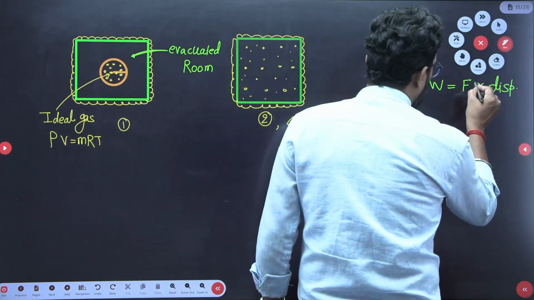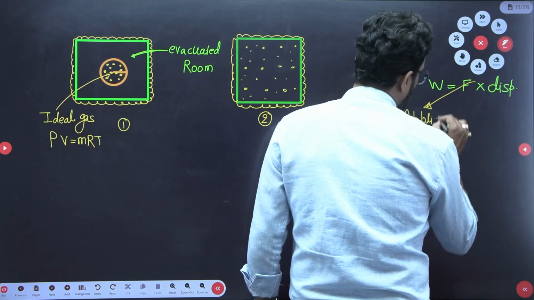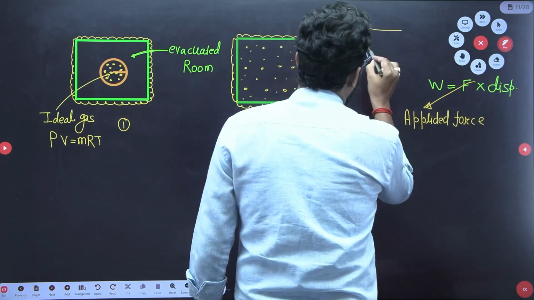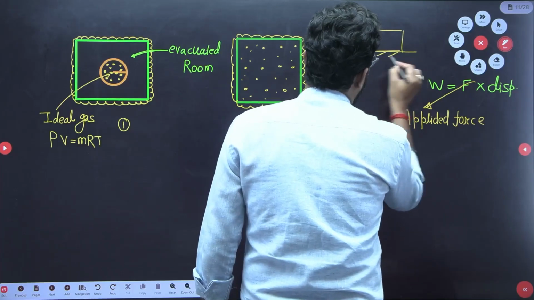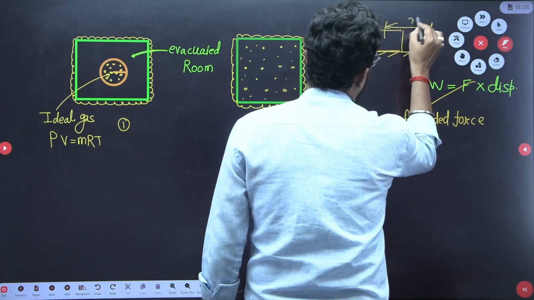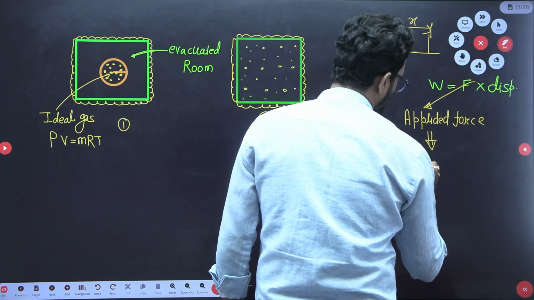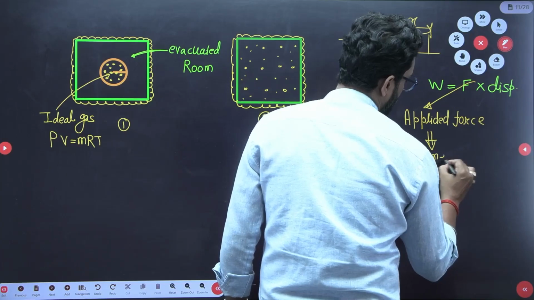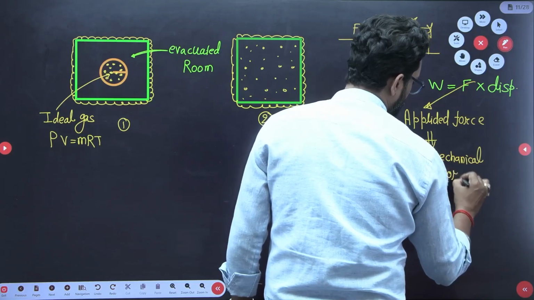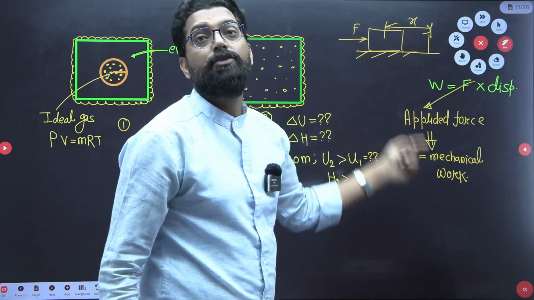Let's suppose this force F is the applied force. That means if there is a block, and you apply a force and the block is displaced through a distance x, let's suppose. In this case the work is mechanical work. So this work is called mechanical work, that means the displacement of the system is due to the applied force.